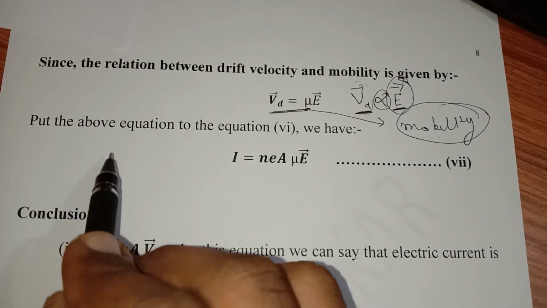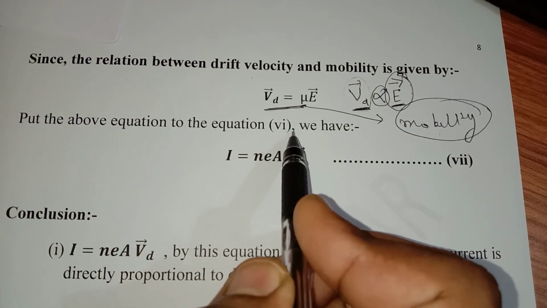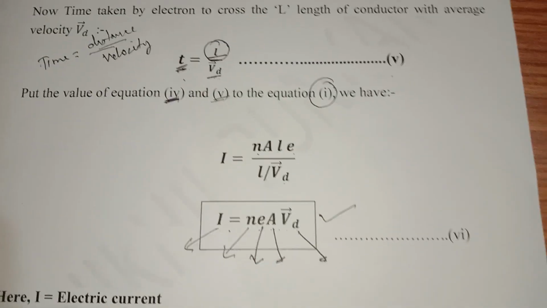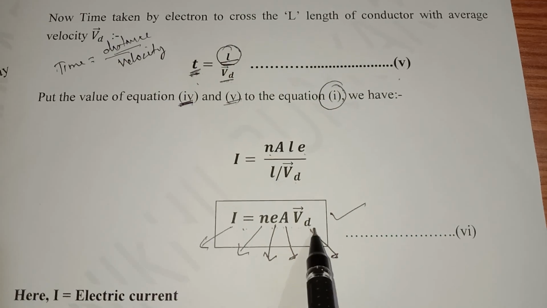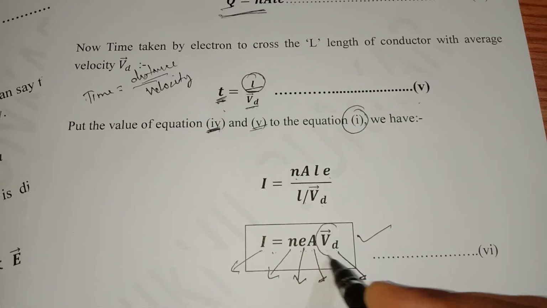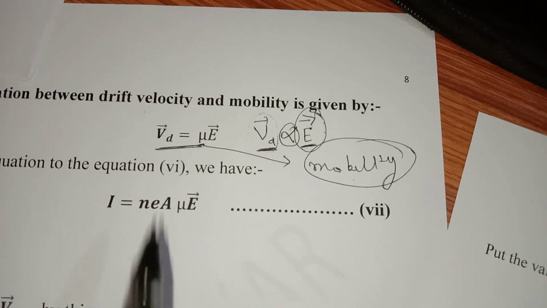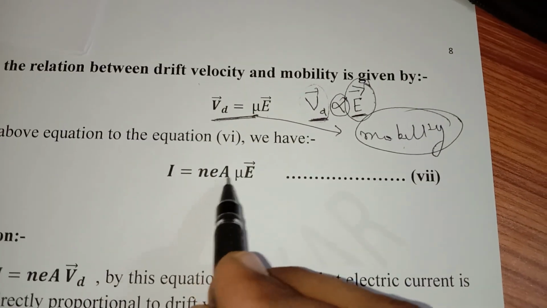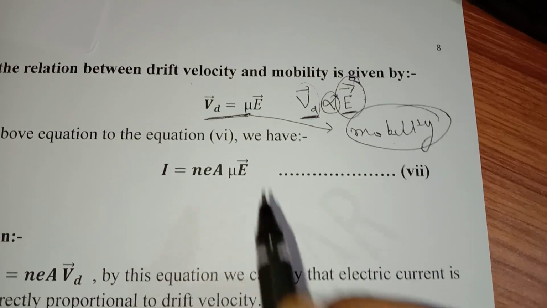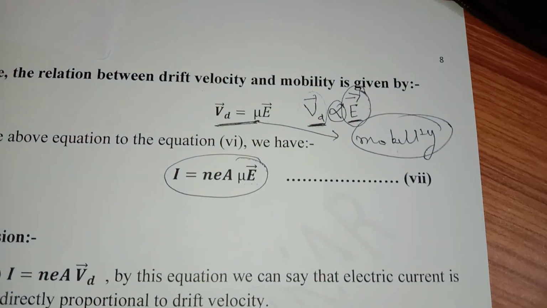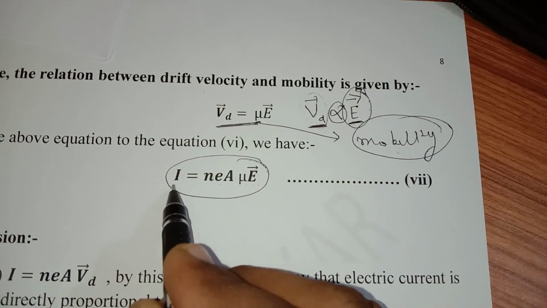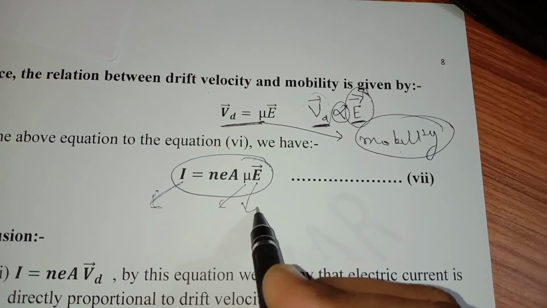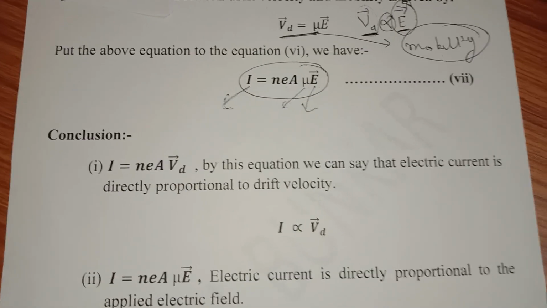Now put the above equation into equation 6. Which equation is equation 6? Equation 6 is I equals NeAVd. So now put the value of Vd from this equation, and the new equation becomes I equals NeA mu E. This equation shows the relation between electric current and mobility, and electric current and electric field. So there are some conclusions we will see.